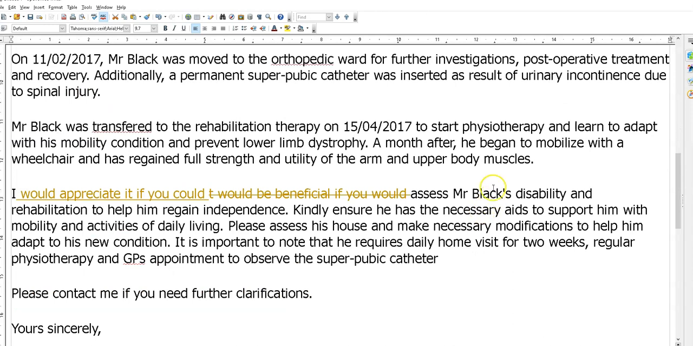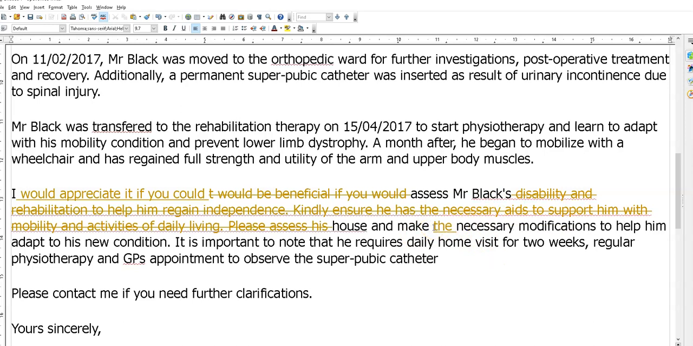So again, you could assess Mr. Black's house. We can get rid of that. Appreciate it'd be good to assess Mr. Black's house, because look, you have the aids, the necessary mods, which is basically saying the same thing. It's basically exactly the same thing, just in 2 sentences. So I would appreciate it if you could assess Mr. Black's house, make necessary modifications to help him adapt to a new condition.